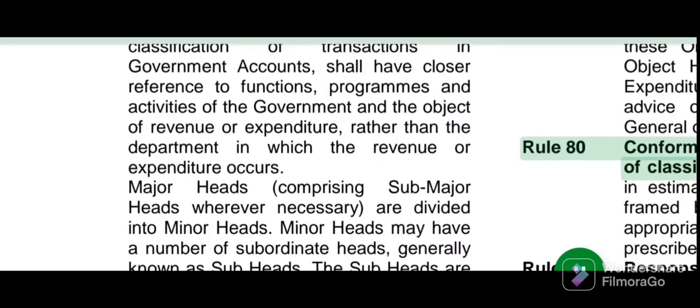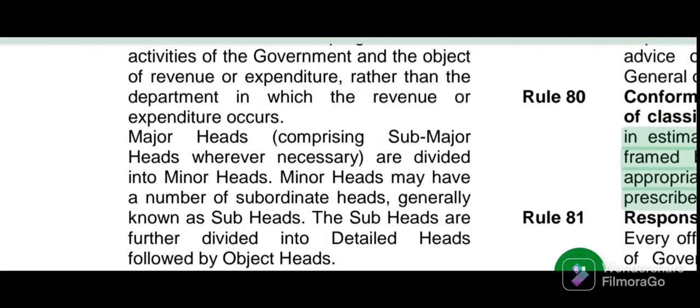Rule 80: Conformity of budget heads with rules of classification. Budget heads exhibited in estimates of receipts and expenditure framed by the government or in any appropriation order shall conform to the prescribed rules of classification.